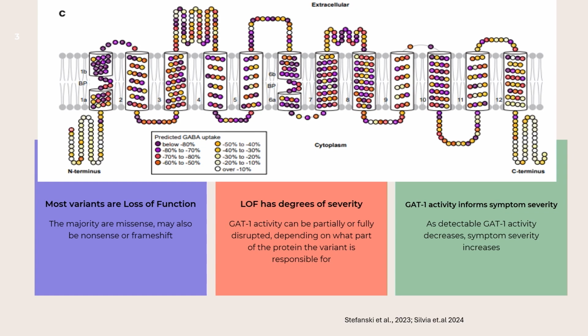Variants that cause symptoms so far identified are essentially all loss of function. Most are missense, but a not insignificant amount are nonsense and frame shift as well. Loss of function may be complete or partial. Those with complete loss of function seem to have more severe symptoms.